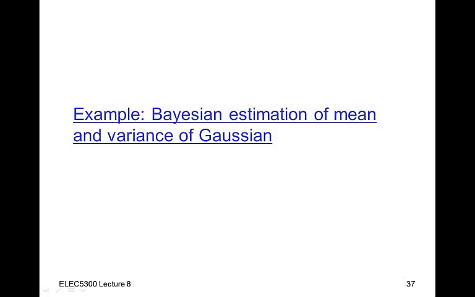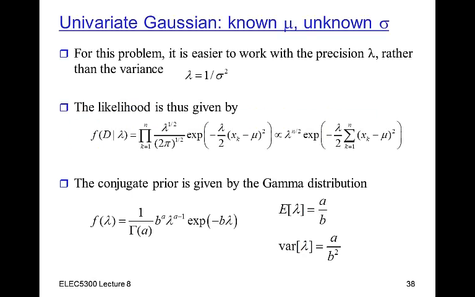This is part 6 of lecture 8 of Elect 5300. In this lecture we'll be talking about Bayesian estimation when both the mean and the variance are unknown. And in particular we'll be paying most of our attention to the form of the conjugate prior, because we've seen that that's really the most important question.